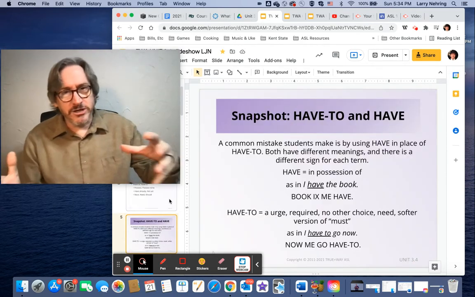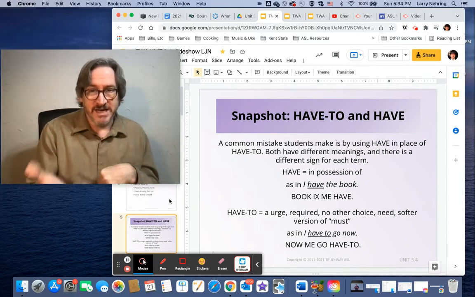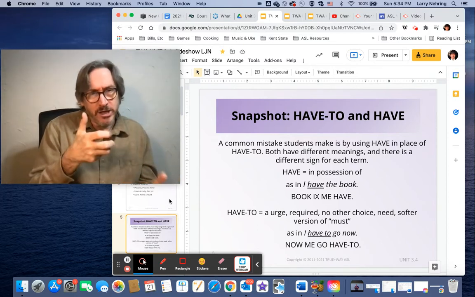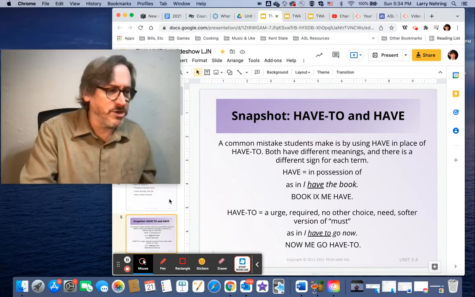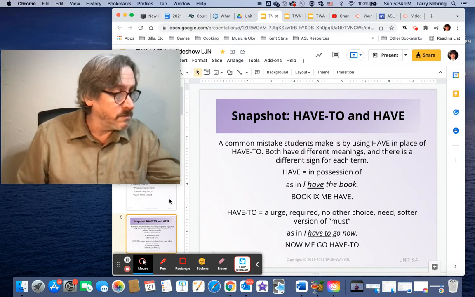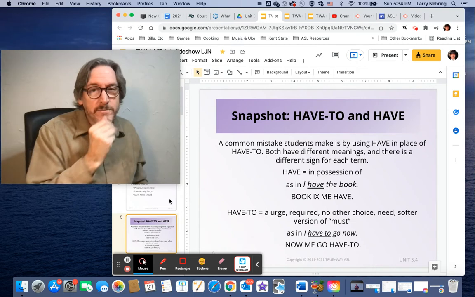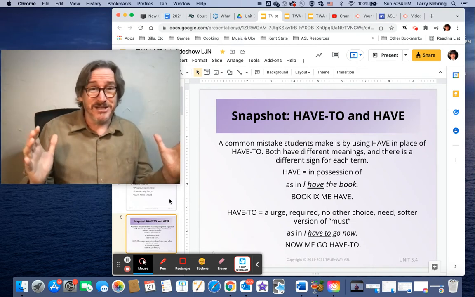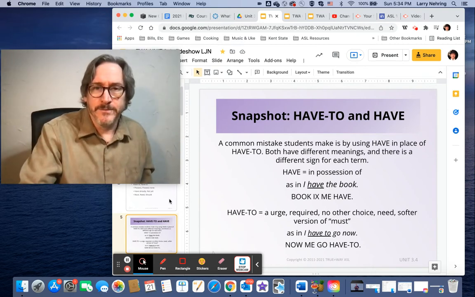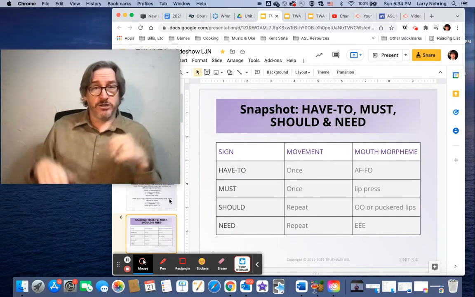So here's an explanation of them, the common mistakes with possession versus have to. They go into a little bit more description here. No Google, I'm not talking to you. So you can read that. It's in the slideshow. We've talked about it. This is a good little grid to show.